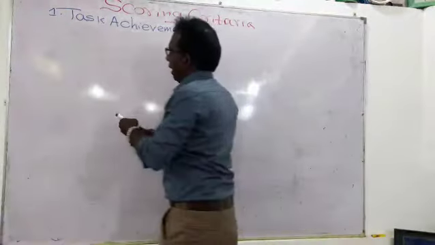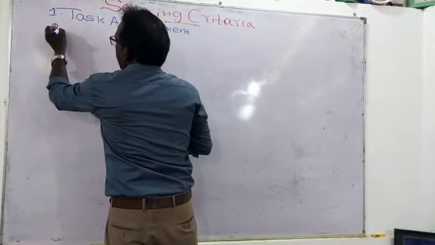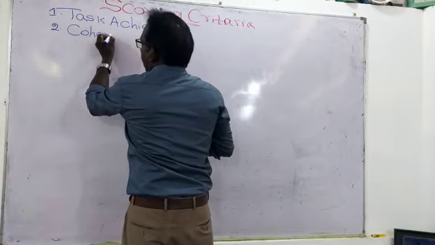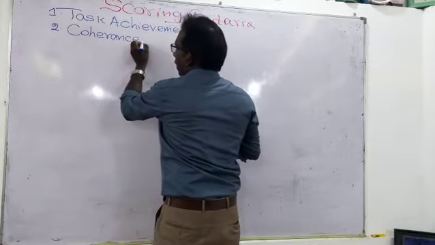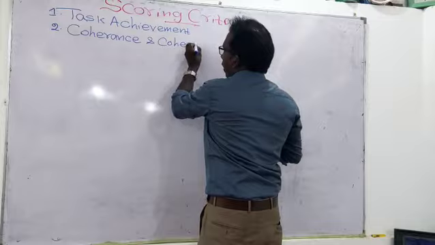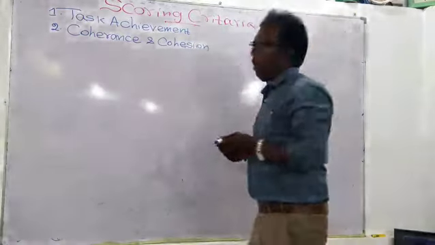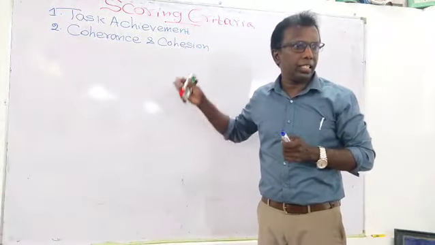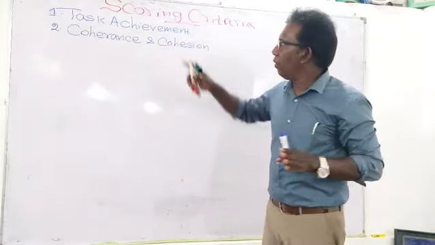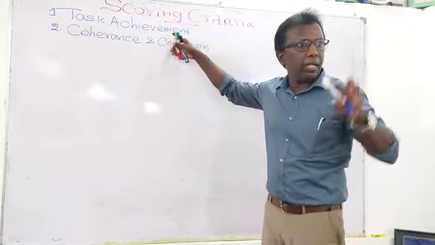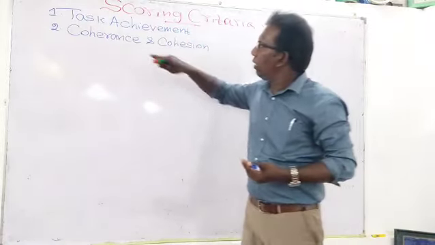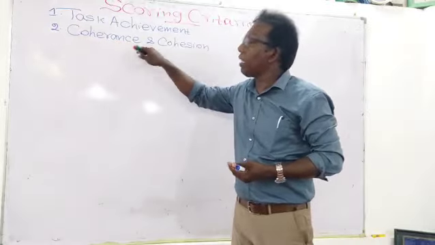So the second criteria is coherence and cohesion. Coherence and cohesion, that is the second criteria. Actually, these criteria are equally important. Now, if you achieve the task by understanding the question properly, and when you are writing your answer, this is the second criteria, coherence and cohesion.